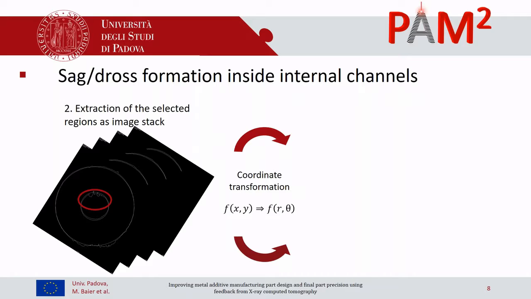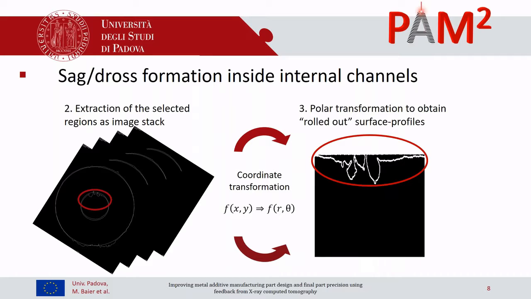So for that reason, we did a coordinate transformation in this case from Cartesian to polar coordinates. And what you basically get, as some of you might know, it's also applied in surface software to do some form removal and so on. So you can basically roll out your surface profile on a straight line. And as it turns out, you see quite nicely these peaks and shapes from your dross and sag deformation in this case.